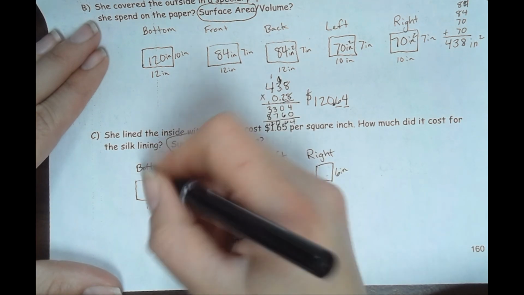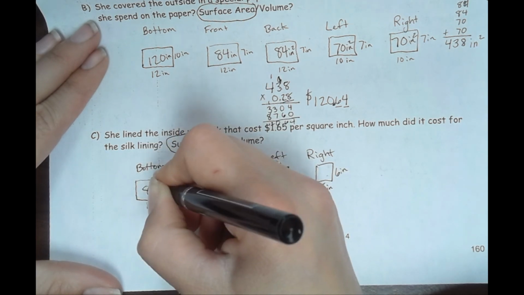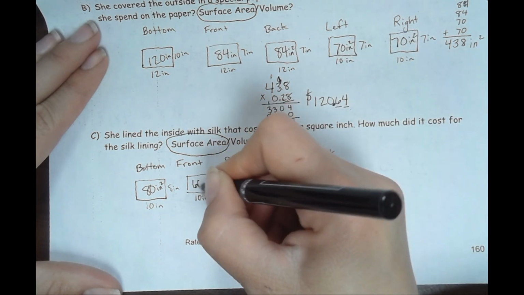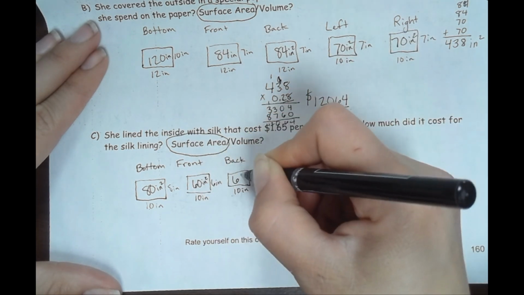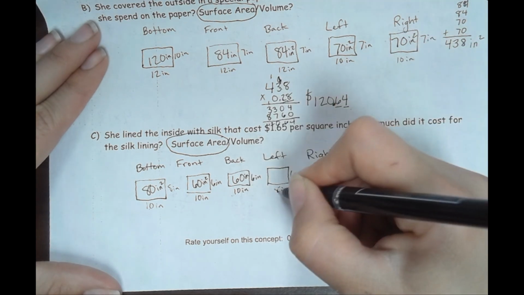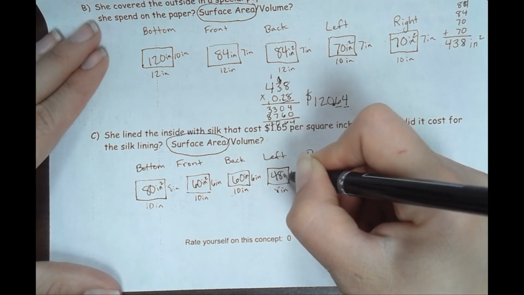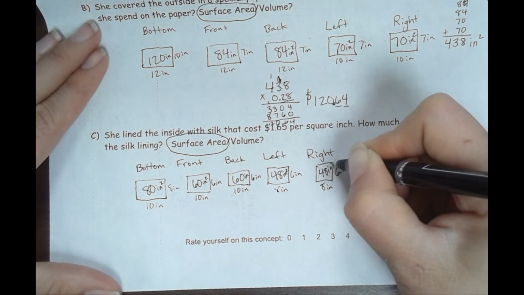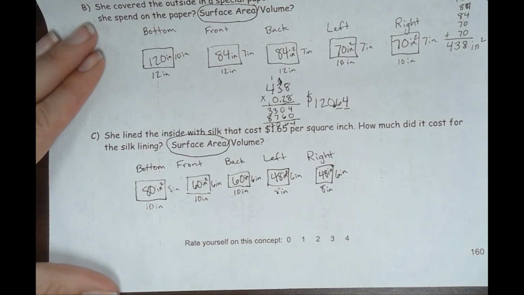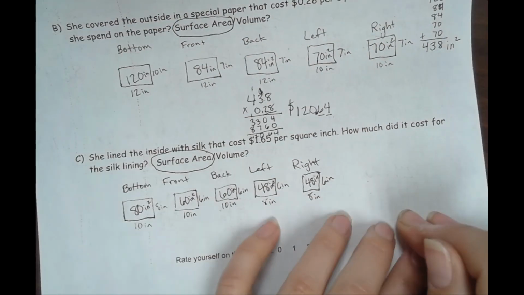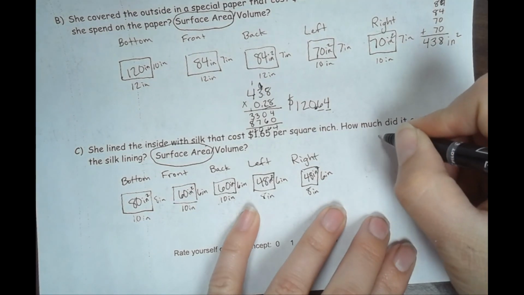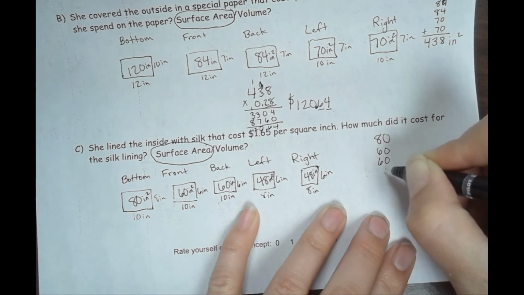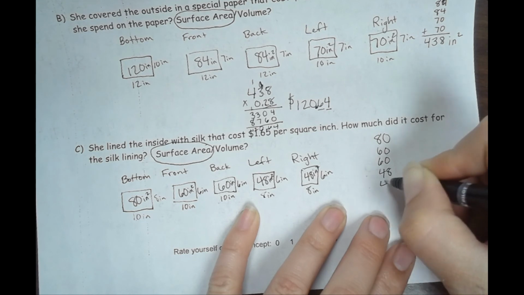10 times 8 is 80 inches squared. 10 times 6 would be 60 inches squared. Same with this one. 8 times 6 is 48 inches squared. 8 times 6 is 48 inches squared. So we know how many square inches of silk she needs. We're going to add that together. So 80 plus 60 plus 60 plus 48 plus 48.